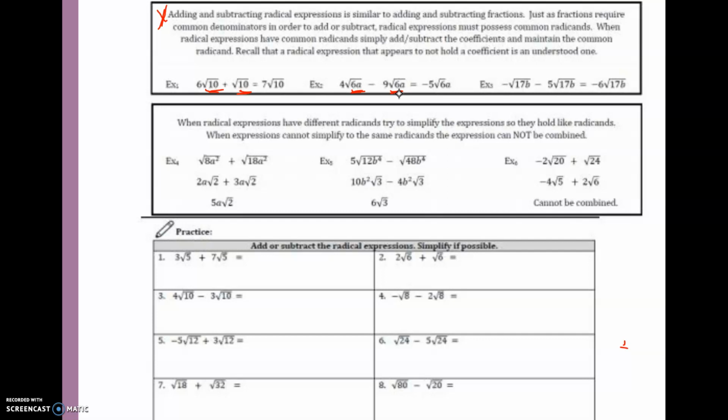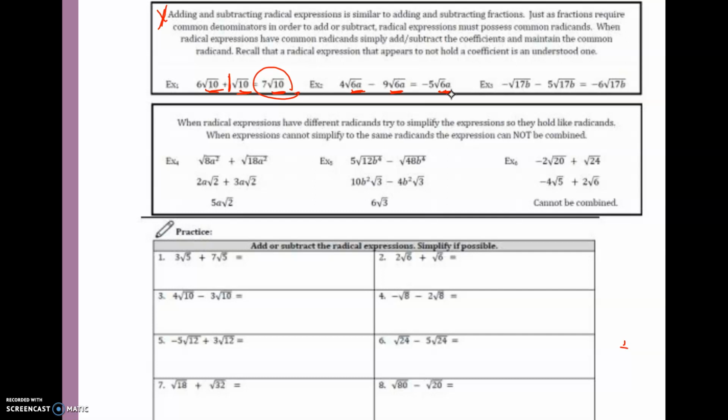So if you look at the first two examples here, like a fraction, they kept the radicand, sort of like the denominator, because it was common, and then they did 6 plus 1. Now remember there's a 1 here, that's where they got the 7 from. And the second example, same thing, 6a was your common denominator, as a fraction, or radicand. And then 4 minus 9 was negative 5.